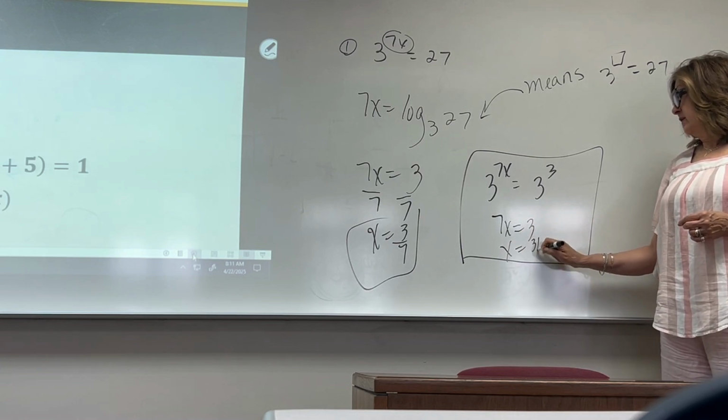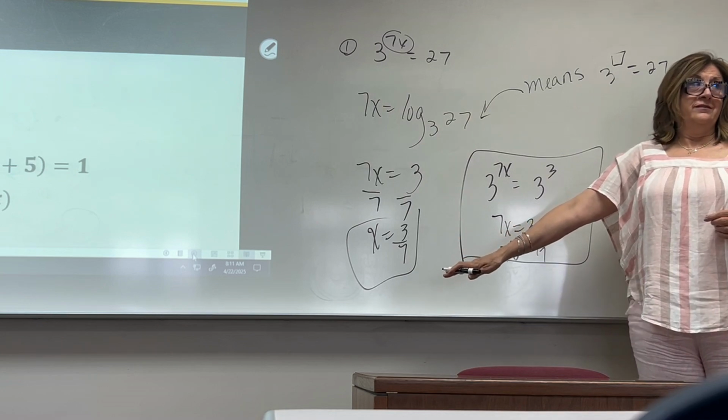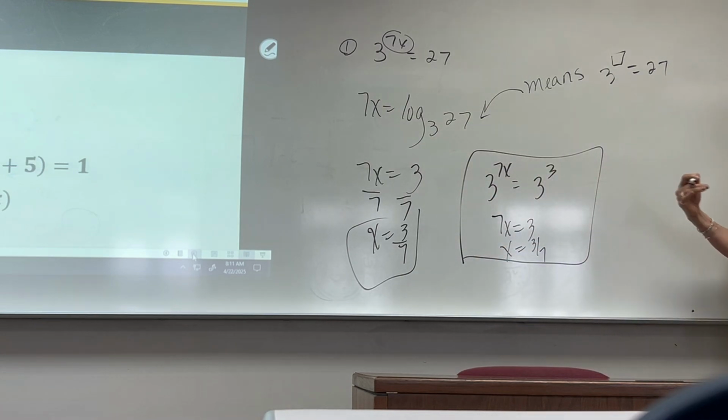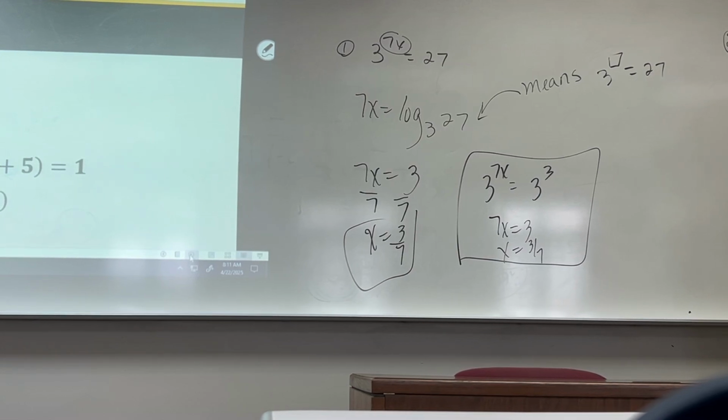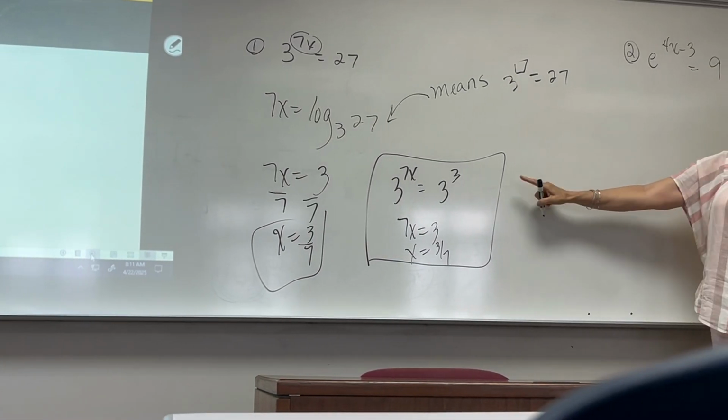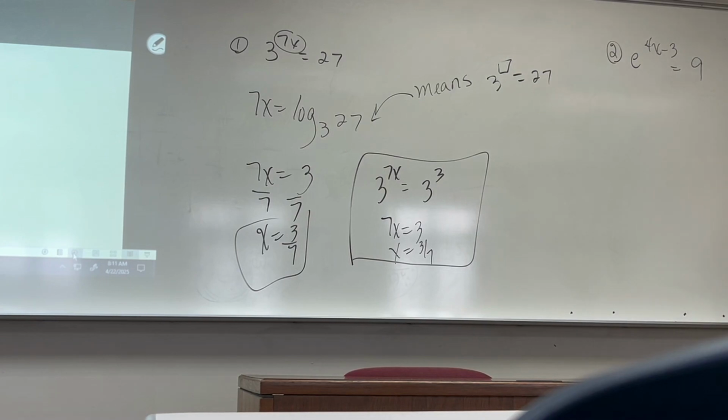You get the same answer either way. So this method always works. This method works when you can write both sides with the same base. You're okay on that one? And the next one, e to the 4x minus 3 equals 9. Now in this one, you can't use this stuff, can you? To try to write that with a base of e would be a lot more trouble than it's worth. I'll just use the method that always works.